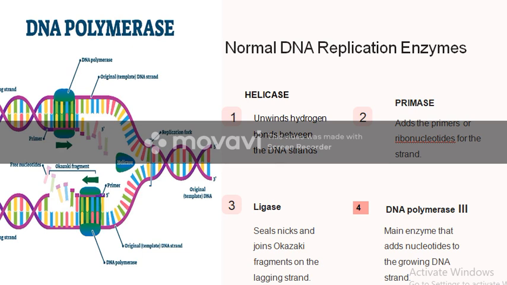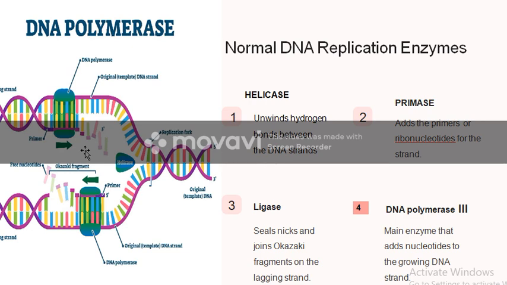So what are the enzymes involved when a cell does the multiplication or replication process? The first one is helicase. Helicase simply breaks the hydrogen bonds between the double-stranded DNA. The hydrogen bonds present between the nitrogenous bases are broken by the helicase enzyme. Once the helicase breaks the hydrogen bonds and unwinds the DNA, the primase enzyme adds ribonucleotides complementary to the DNA strands.